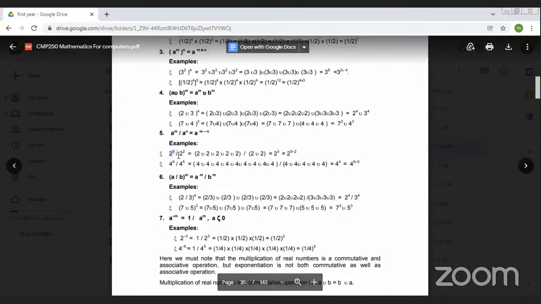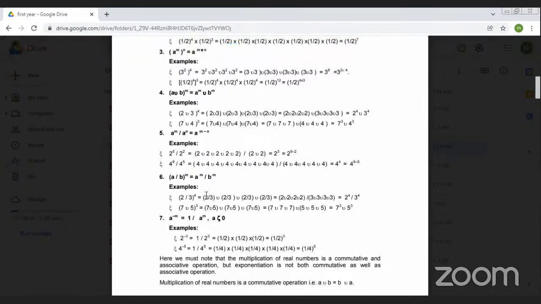Let's see this example for it: 2 raised to 5 upon 2 raised to 2. Now how will you do it? 2 into 2 into 2, I have taken it 5 times and then divided by 2 twice. So the answer I am going to get is 2 raised to 3, which is nothing but 2 raised to 5 minus 2.